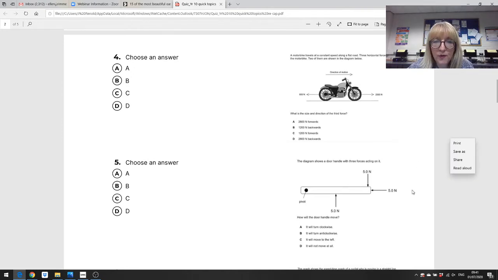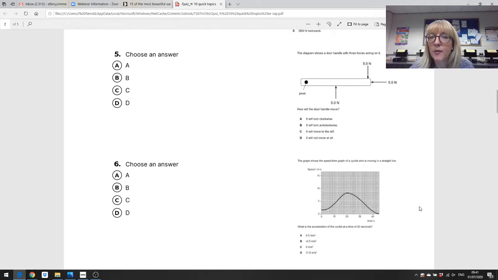Okay, question 5. We've got moments here. The diagram shows a door handle with 3 forces on it. How will it move? The 5 newtons pointing towards the pivot won't have a turning effect at all because it's not at an angle. The one that's 5 newtons furthest away from the pivot will have the greatest turning effect, okay? And the one that's nearer the pivot will have a smaller turning effect. So the answer will be it will turn clockwise. Okay, so the answer to 5 is A.